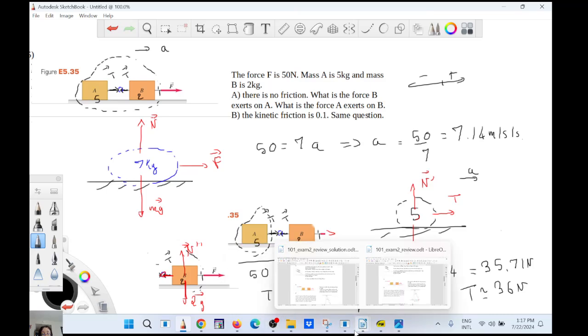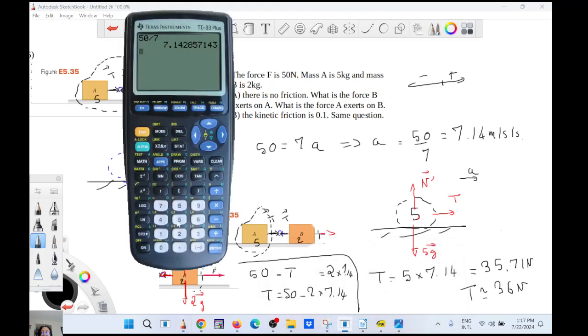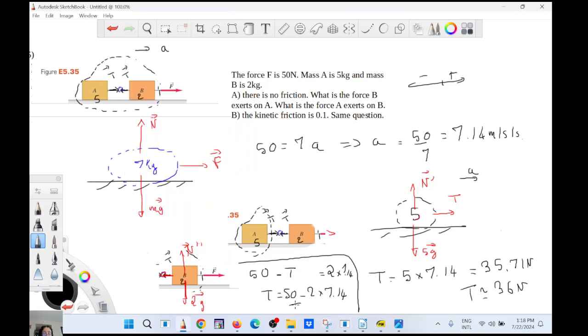And you get the same thing, right? So 50 minus 7.14 times 2, about 35.7. You can say about 35, so the answer is about 36 Newtons.